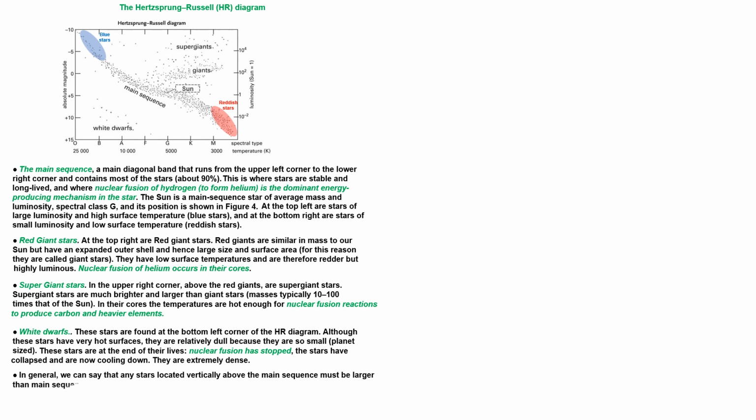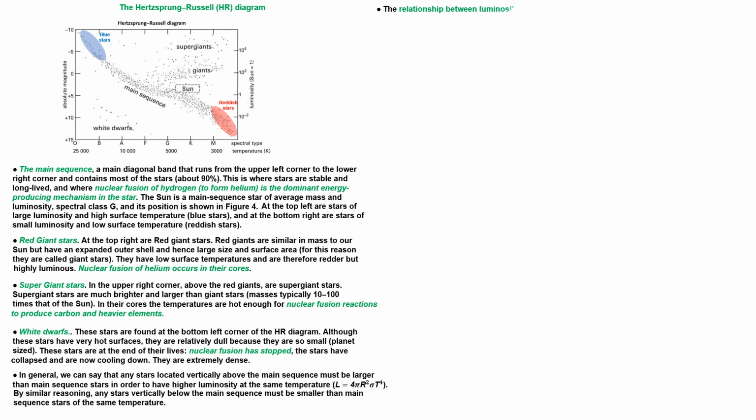In general, we can say that any stars located vertically above the main sequence must be larger than main sequence stars in order to have higher luminosity at the same temperature. By similar reasoning, any stars vertically below the main sequence must be smaller than main sequence stars of the same temperature. The relationship between luminosity and mass for main sequence stars is described by the following equation. This relation comes from application of the laws of nuclear physics to stars.